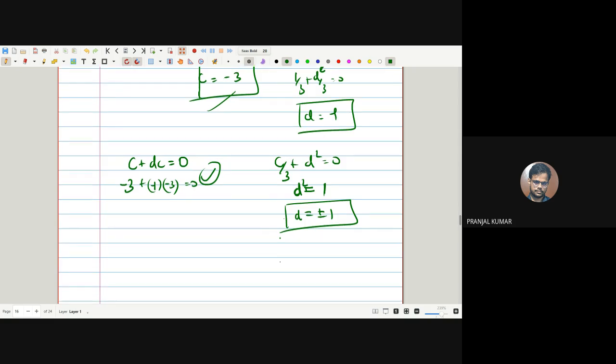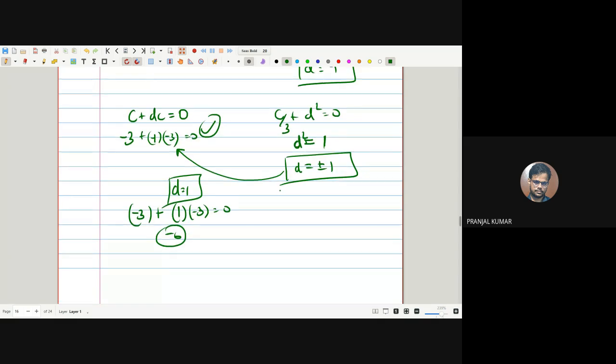So what will we use? You will use this third equation. So C is minus 3 plus what is D? If I take D as 1 and C as minus 3, then what am I getting? I'm getting minus 6. So D's value of 1 is not a valid value. Clear? But if I take D as minus 1, then this third equation is being satisfied.